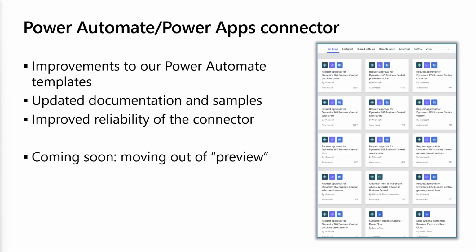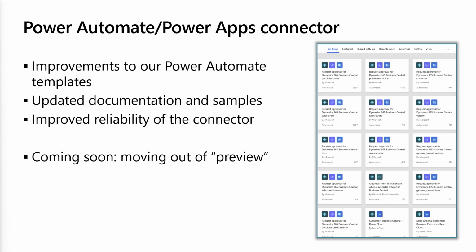So it opens up new scenarios where you can create, for instance, sales documents or journal entries and so on. It is a quite powerful capability that you now have full access to. A few other changes that we have made to the Power Automate and Power Apps connector: we have some improvements to the templates. As I mentioned, we have documentation and samples that are now much richer and more comprehensive, especially covering the new capabilities of Power Automate.